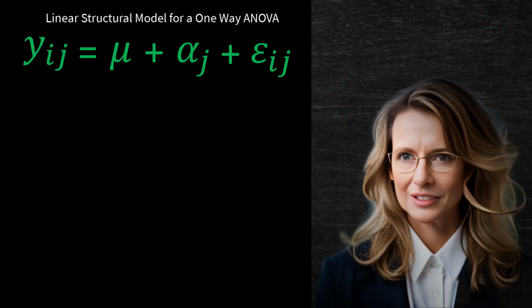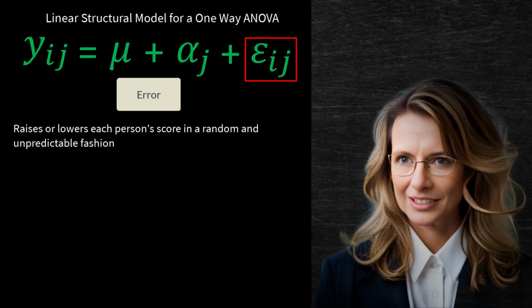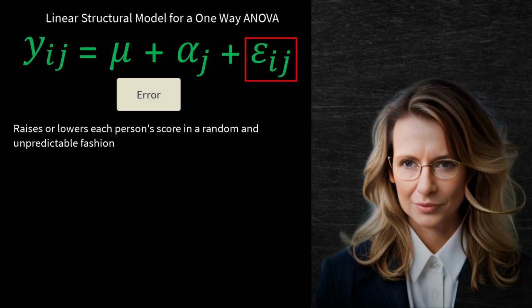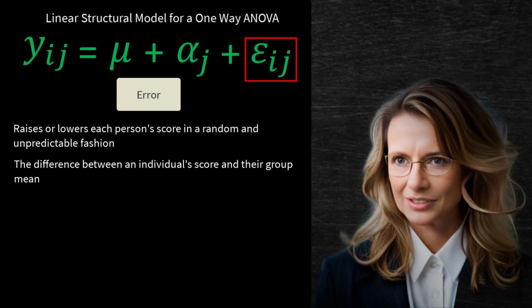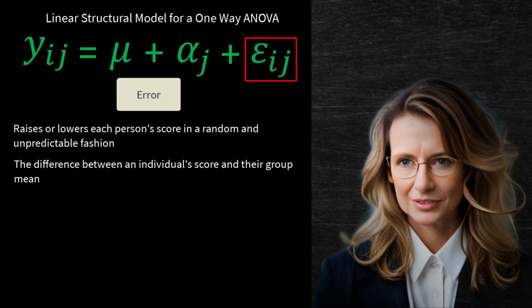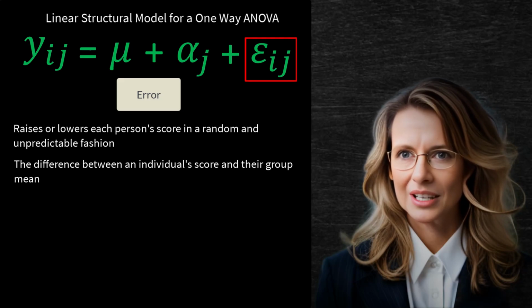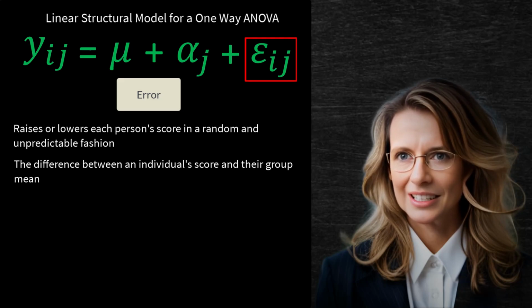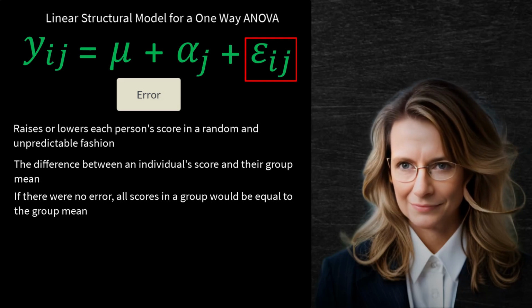The third component in the model is error, epsilon sub ij. Error raises or lowers each person's score on the outcome measure in a random and unpredictable fashion. It is formally defined as the difference between an individual's score and the mean of the group that the person is a member of. This should look familiar, as it is how we start to calculate the variance of a group. We begin by subtracting the group mean from each person's score. What this says is that if there were no error, everybody within a given group would have the same score.